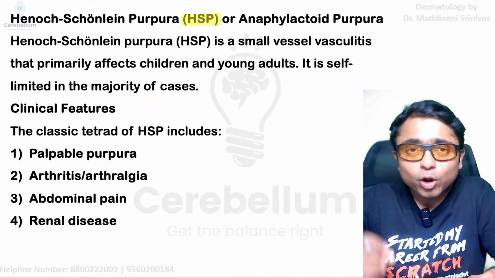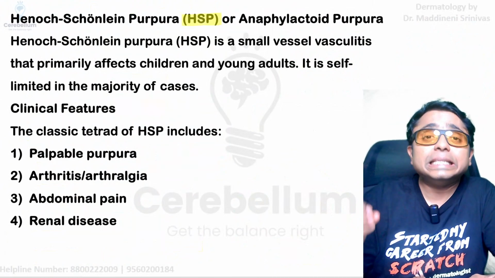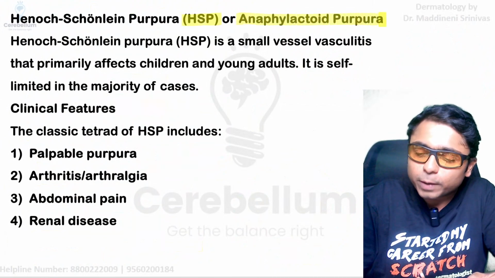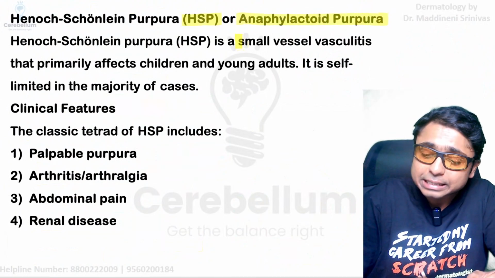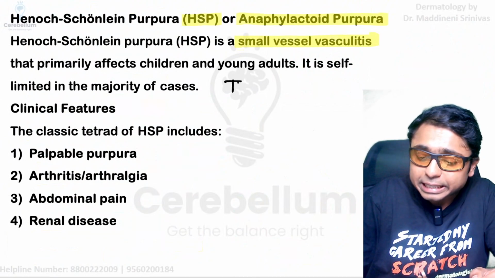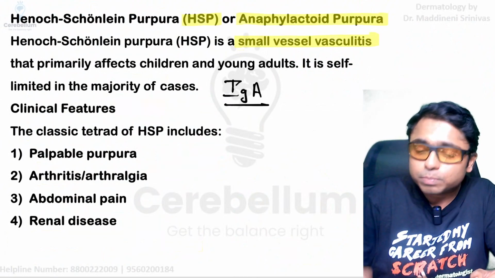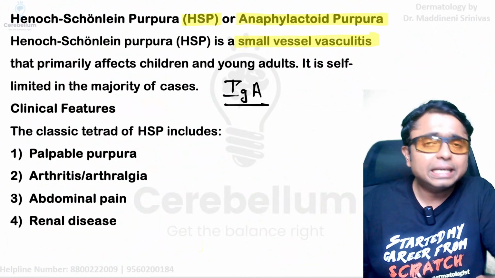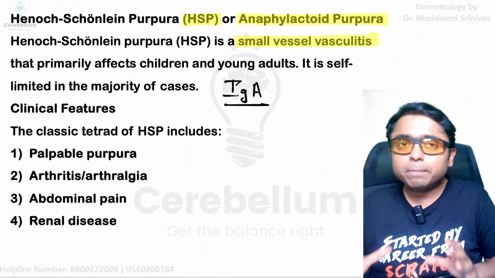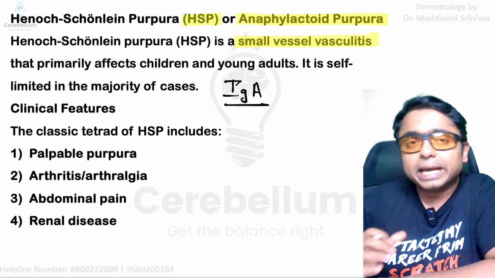Of discussion, Henoch-Schönlein Purpura. Remember, the other names of the diseases are very important. This is also called anaphylactoid purpura, or small vessel vasculitis. Which type of small vessel vasculitis? It is IgA small vessel vasculitis. So basically, inflammation of the blood vessels is going to be there in the pathogenesis. Very important. In the investigation, we'll again see this.